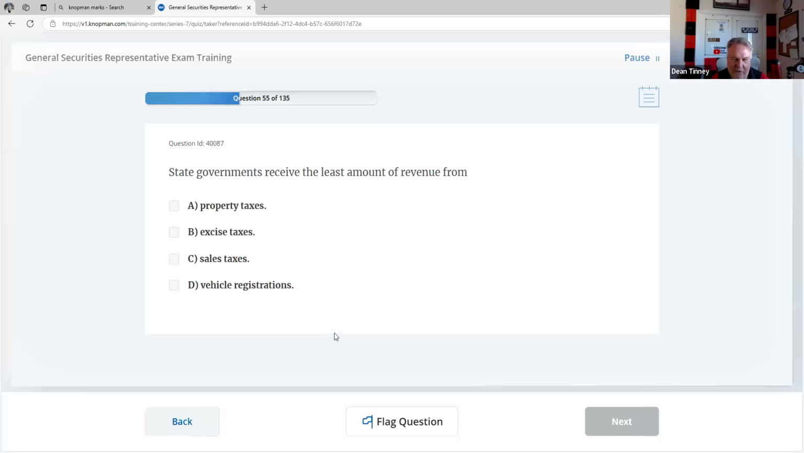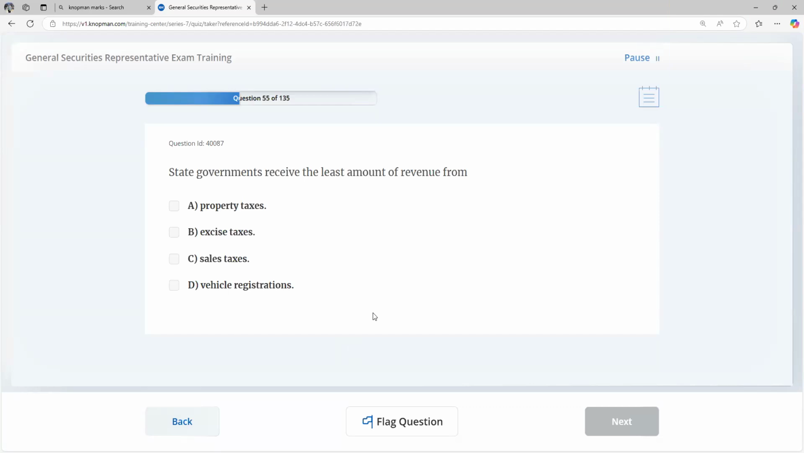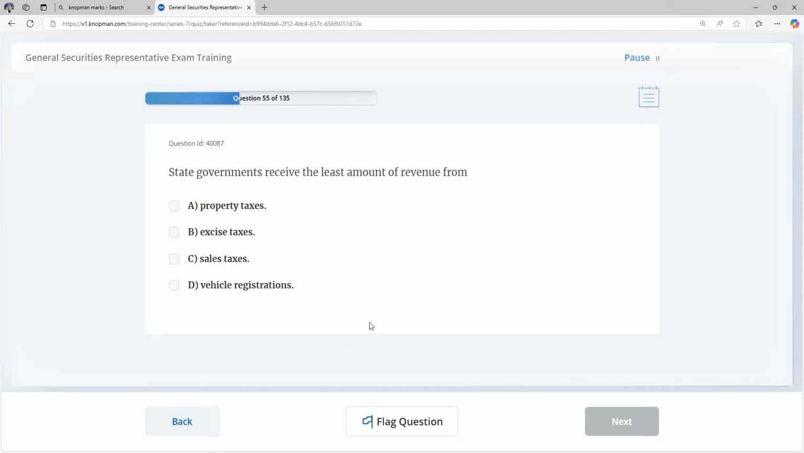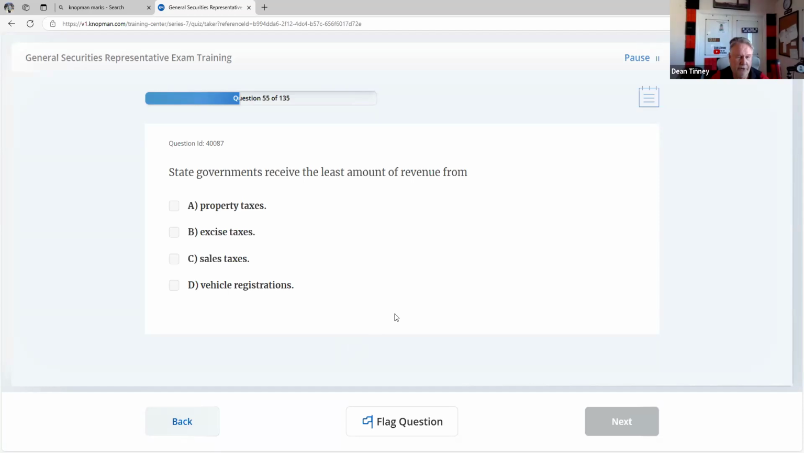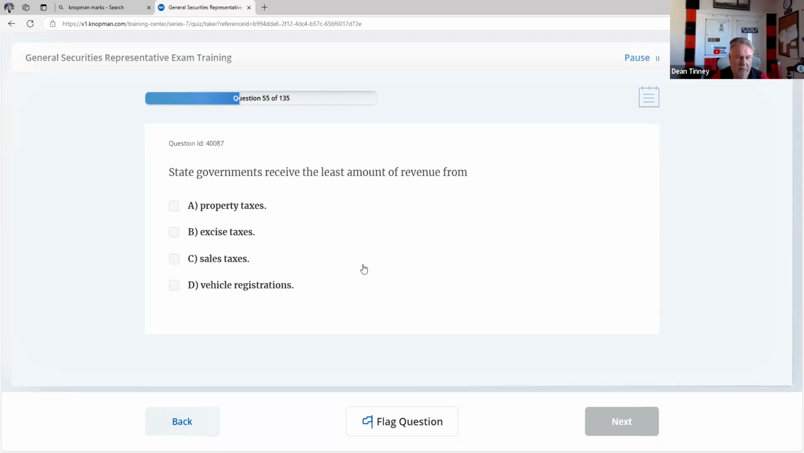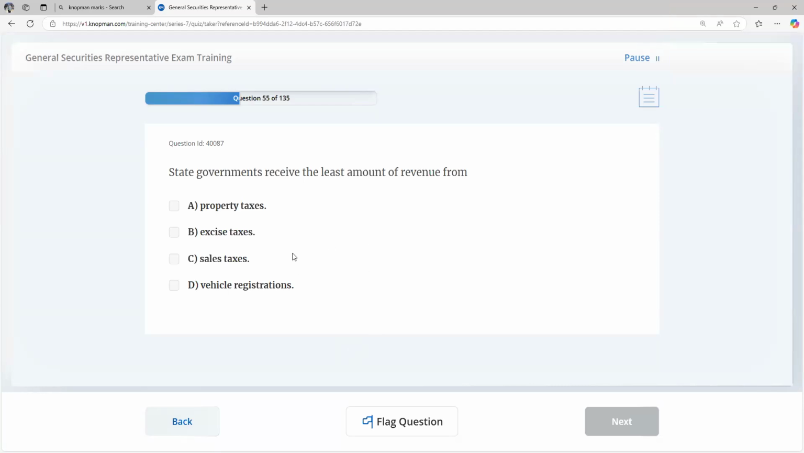State governments receive the least amount of revenue from which of the following? Well, I feel like vehicle registrations is true. They get a lot of money. Usually they split that a third, a third, a third: a third for the state, a third for the local. Property, I think, is true. State governments, do you pay... no, sorry, not property. Property taxes are local government. Yeah, I knew that.